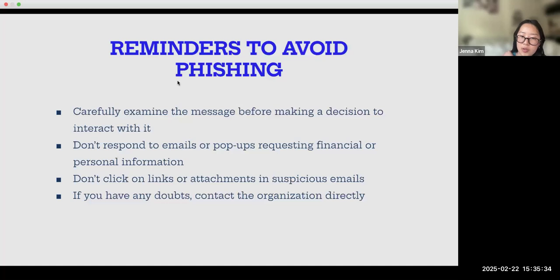And don't click on links or attachments in suspicious emails because once you click this, it could cause something to download onto your device that could start tracking. And if you have any doubts, make sure to contact the organization directly. You can find their actual emails and numbers on their website. So like in the video we saw, the person called the Chase Bank, which was a good decision.